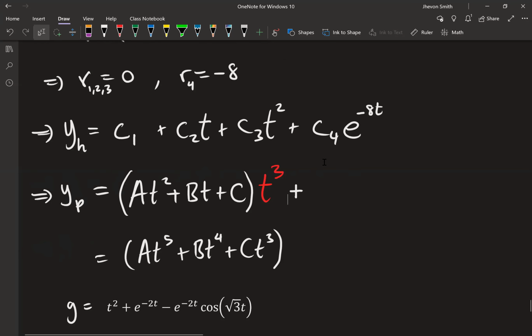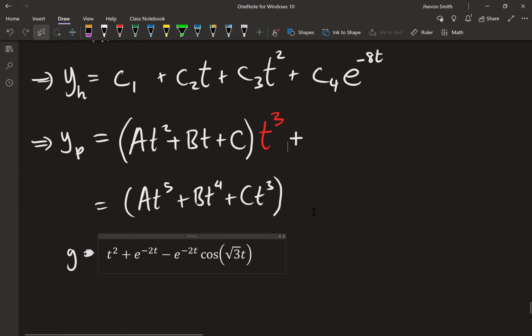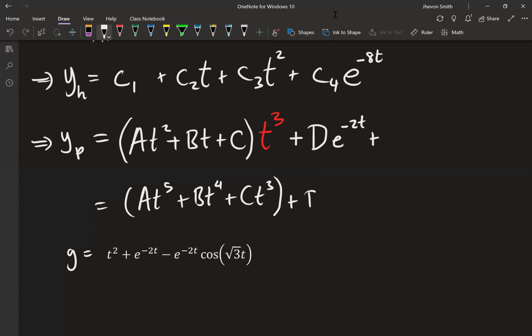All right. So now what does the second part look like? Right, so now we can reuse arbitrary constants, so you just go one more: d e to the minus 2t. Then we check for overlaps with yh, and there are none, so we can move on. We're good here. So that would be the second part, d e to the minus 2t.